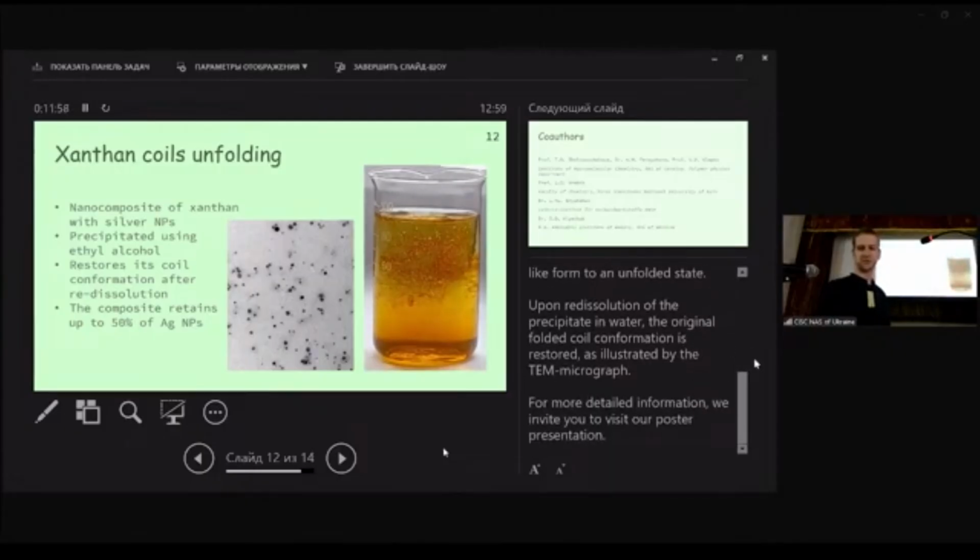For more detailed information about this effect, we invite you to visit our poster presentation.